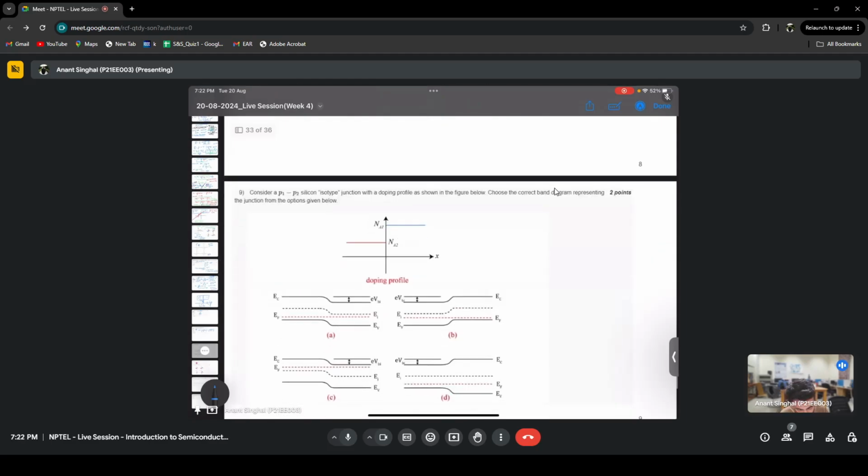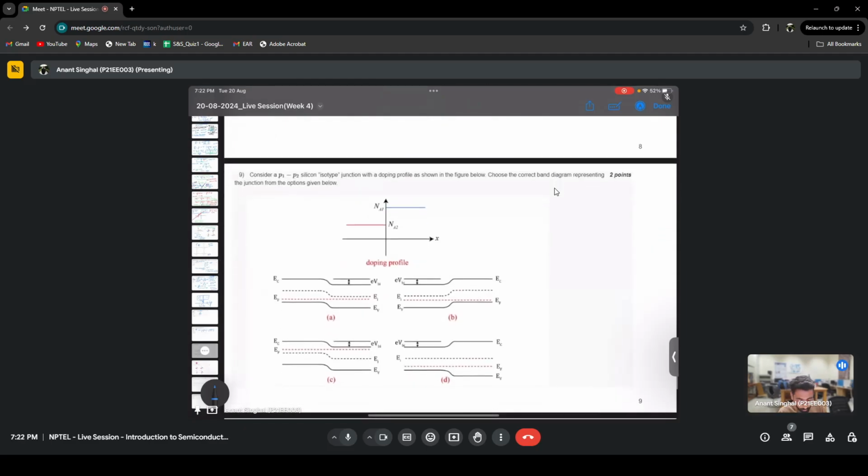Yeah, so this is a good question. So now what we will have, we have a P1 P2 silicon isotype junction. So what we have done is we have taken a silicon bar, we have doped it with P type, we have also doped it with P type. This is some higher doping of P side and this is some lesser doping. So these types of junction are called as isotype because we have same types of doping on both sides. So as shown in the figure below, we need to find the correct band diagram. So you can try this out. You can take 2-3 minutes and let me know what can be the answer to this particular question.